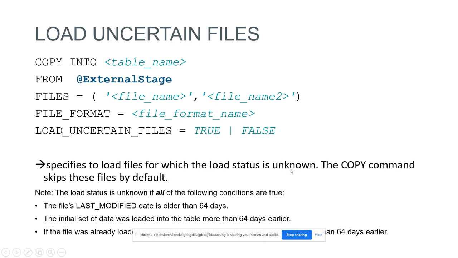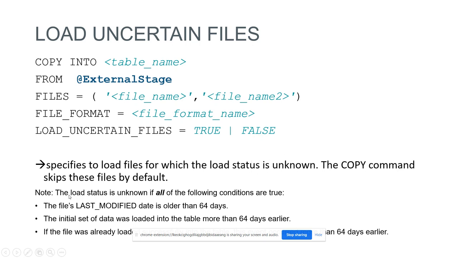So what is meant by unknown? Suppose I have an external stage on AWS, and there are some 10 files. Out of 10 files, for 2 files the status is unknown. We have to mention whether to load those unknown status files or not. Whenever we mention load uncertain files equals to true, even if the status is unknown, those files will be loaded again. If we don't specify this property, as the default value is false, the copy command will skip these files by default.